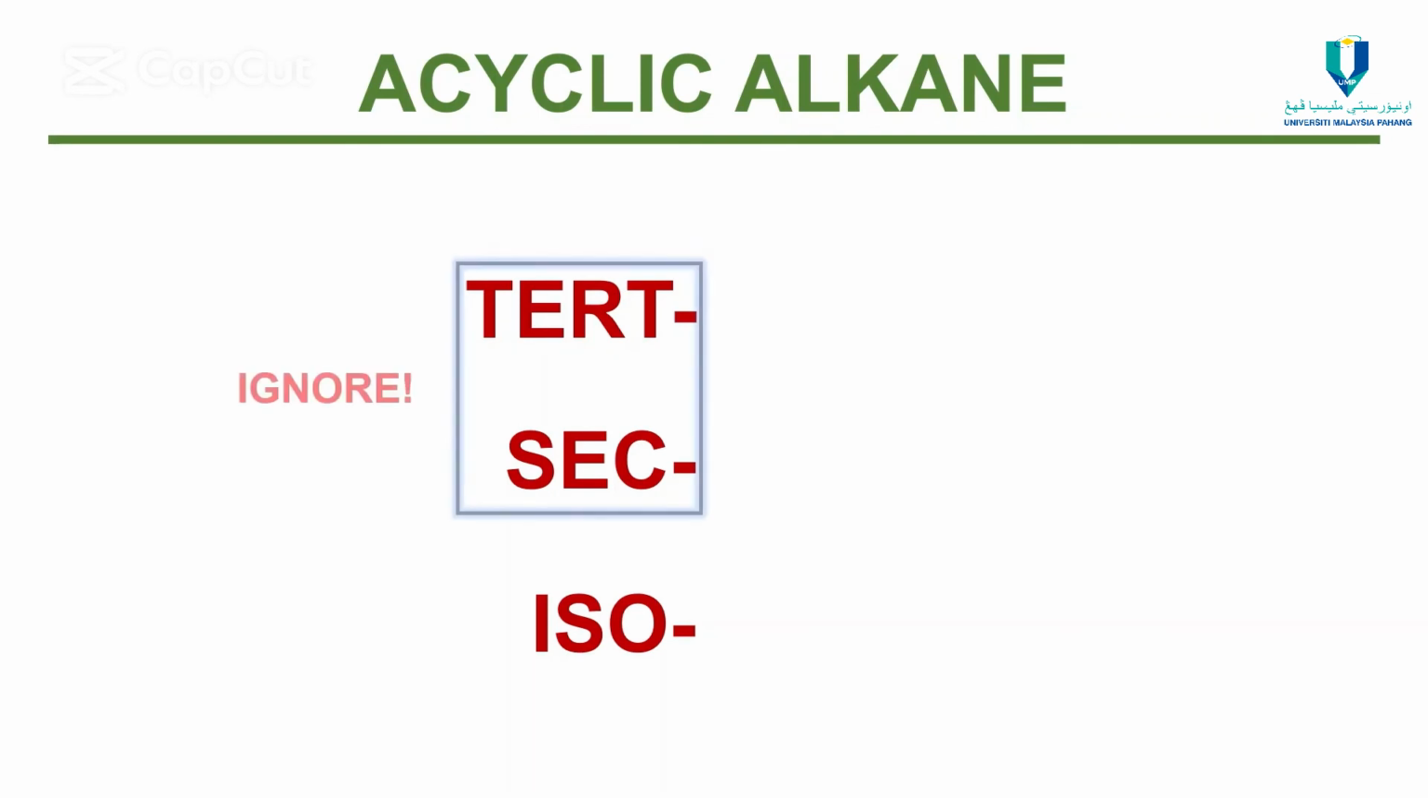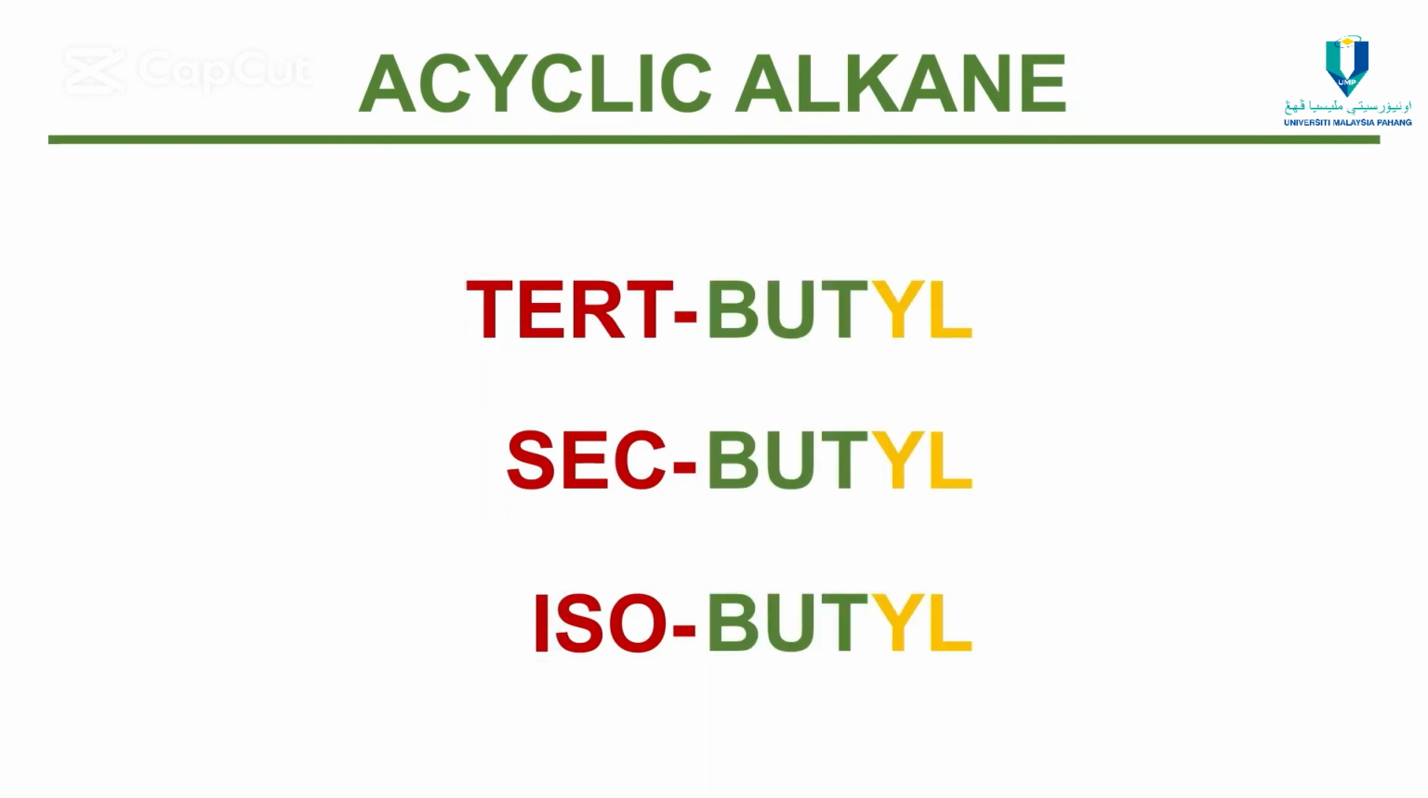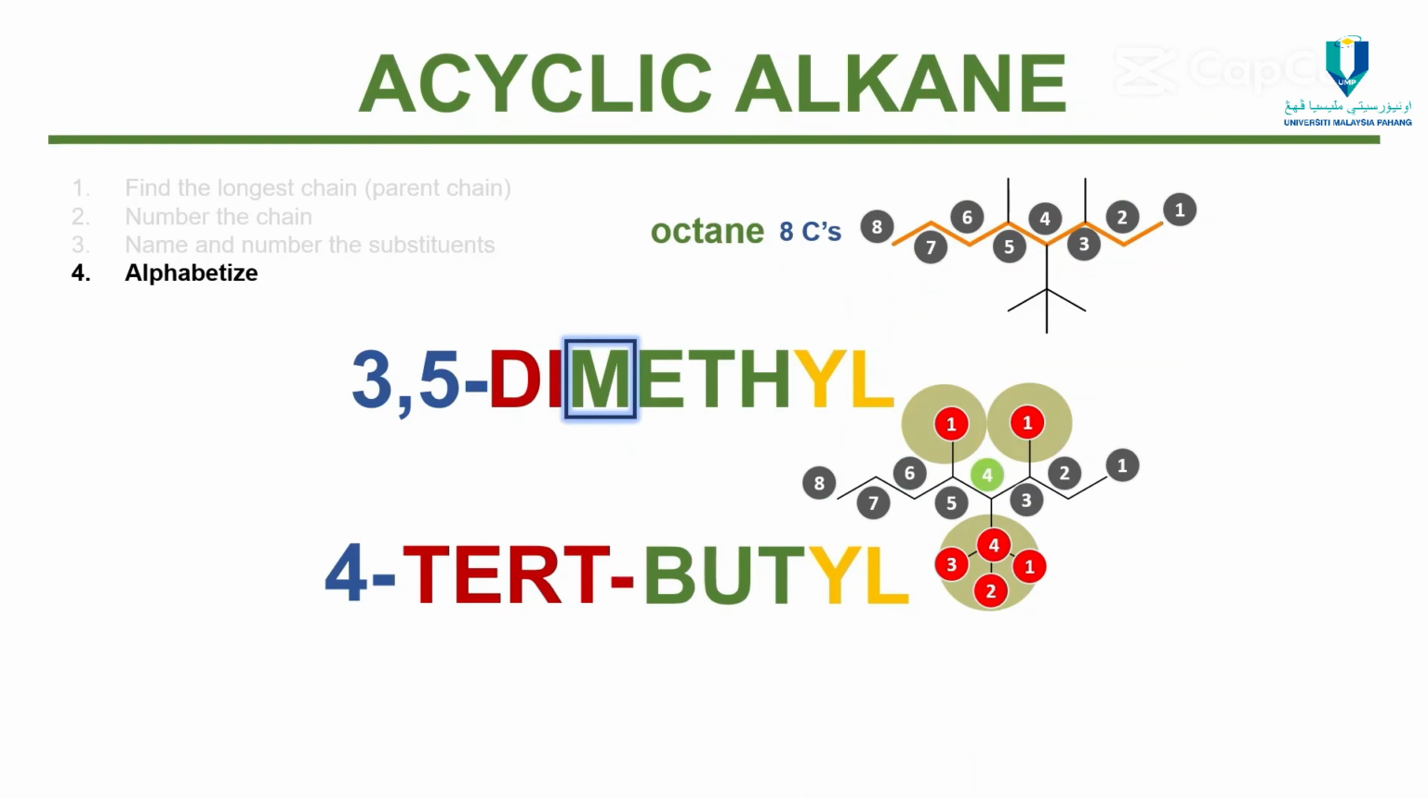So this is special case. For tert and sec, you have to ignore. But for iso, you have to consider I as an alphabet. Like for example, we have tert-butyl, sec-butyl, and isobutyl. Tert and sec you have to ignore. So you have to consider B as an alphabet. But for isobutyl, you have to consider I as an alphabet. So back to our case, we have 4-tert-butyl. So you have to consider B as an alphabet. So B comes first as compared to M.